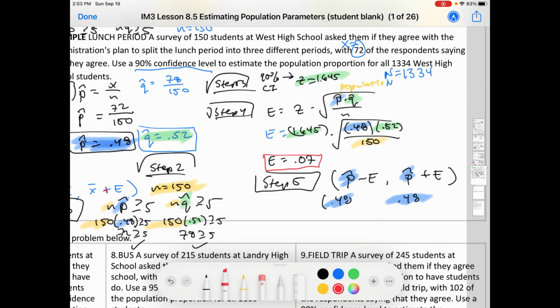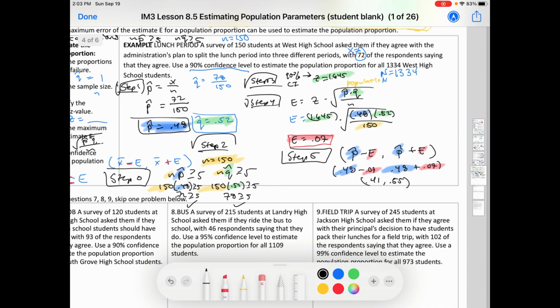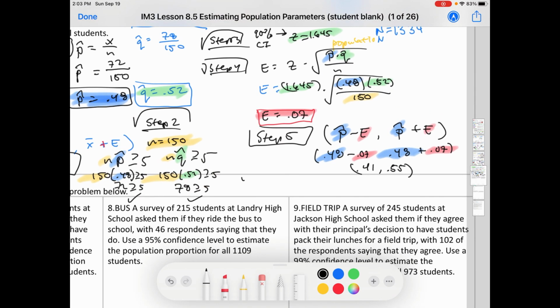And E was 0.07. That's a plus, that one's a minus, so I get 0.41 to 0.55. So, my sentence, this sentence is shorter, and feel free to use it again, with what percent confidence? 90% confidence.